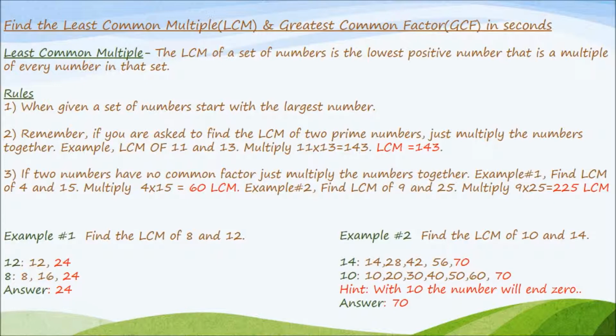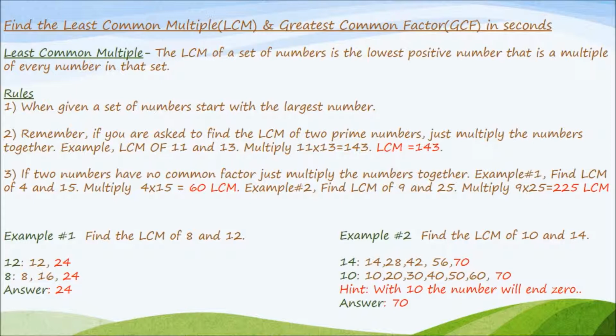Number two, remember, if you're asked to find the least common multiple of two prime numbers, just multiply the numbers together. For example, if we're asked to find the least common multiple of 11 and 13, we'll multiply 11 times 13, which is equal to 143.